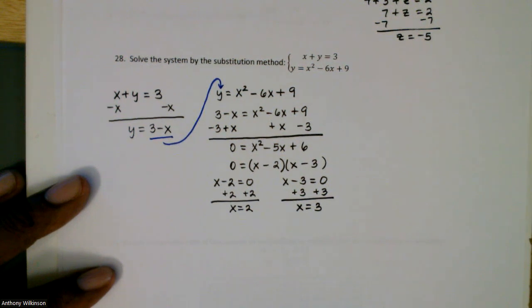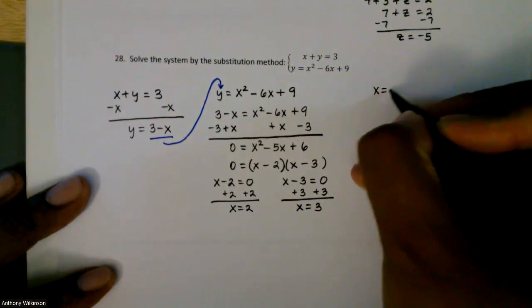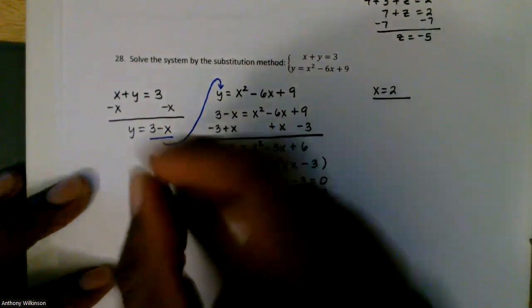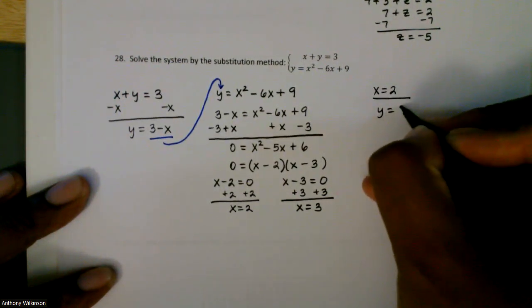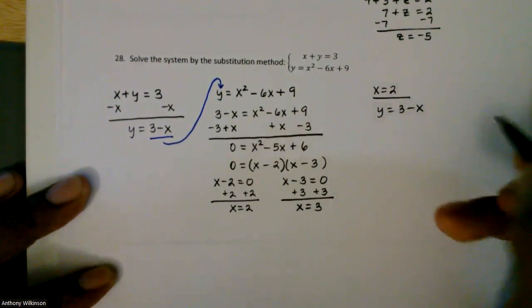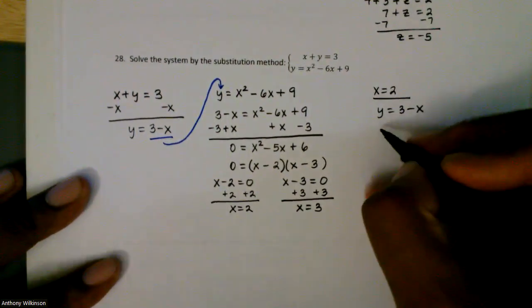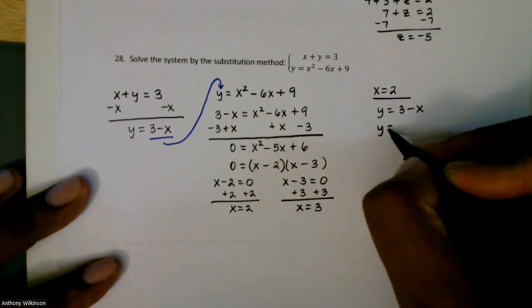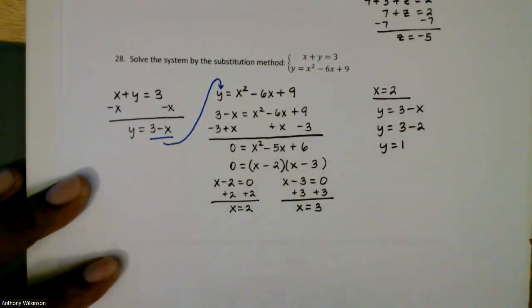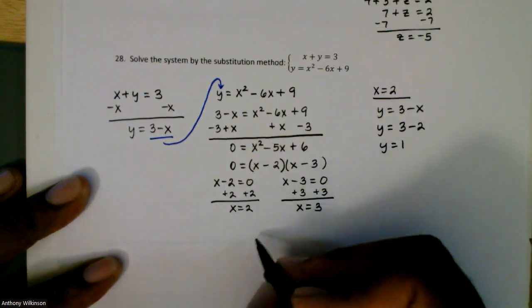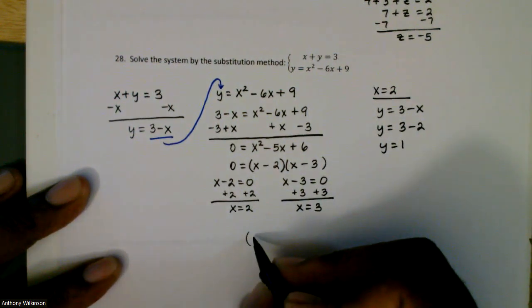So I know x is equal to 2, and x is equal to 3. But for each one of those, I need to find out what y is, because the system consists of ordered pairs. Well, let's start with x is equal to 2. And I'm going to use this equation, y is equal to 3 minus x, since that equation has already got y by itself. And x is 2, so it'll be y equal 3 minus 2, which makes that 1. So one ordered pair would be 2, 1.